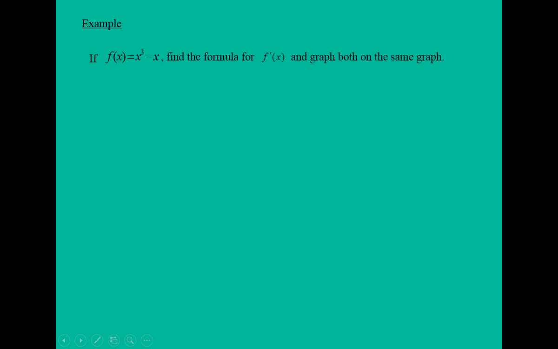If f of x equals x cubed minus x, find the formula for f prime of x and graph both on the same graph. We are going to use our limits. Our definition of a derivative is the limit of f of x plus h minus f of x divided by h, as h goes to 0.